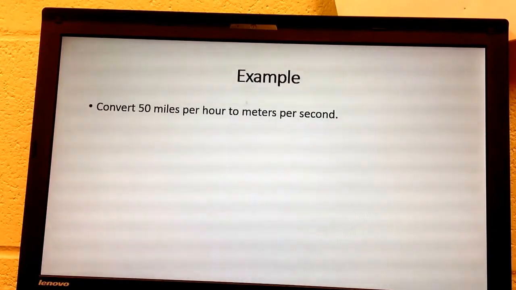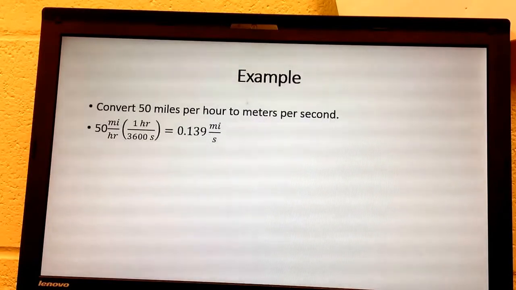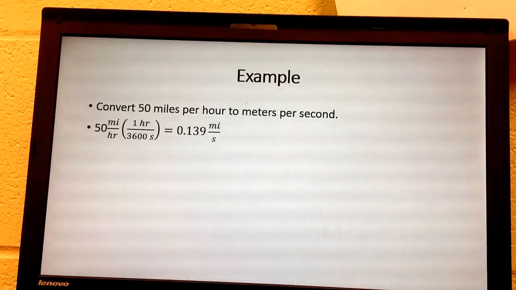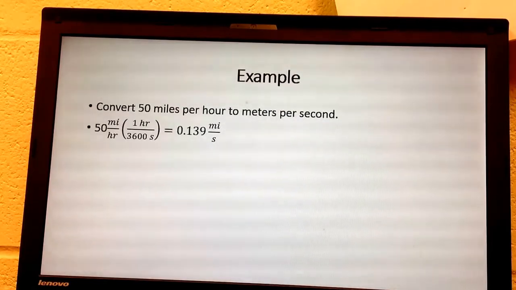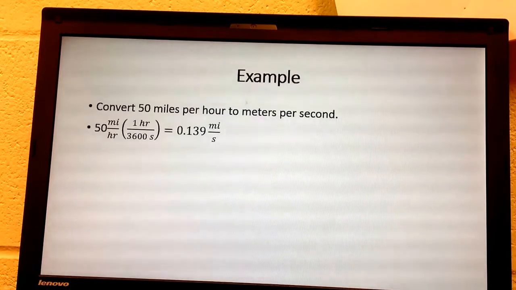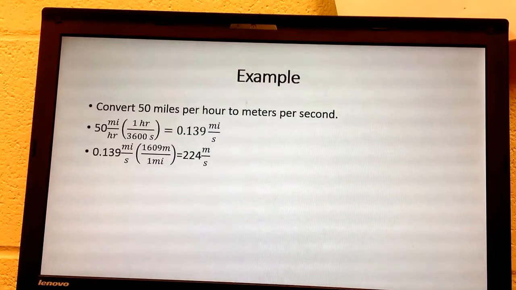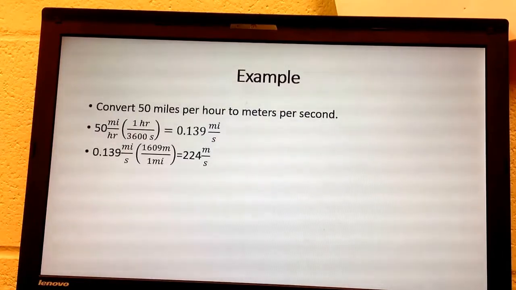The final example here, 50 miles per hour to meters per second. I'm going to get rid of the hours first. My conversion factor is 1 hour per 3,600 seconds. The hours cancel. When I do the math, it comes out to be 0.139 miles per second. Now we have to take care of the miles and get that to kilometers, or meters, excuse me. So 0.139 miles per second times 1,609 meters per 1 mile. That turns out to be about 224 meters per second.